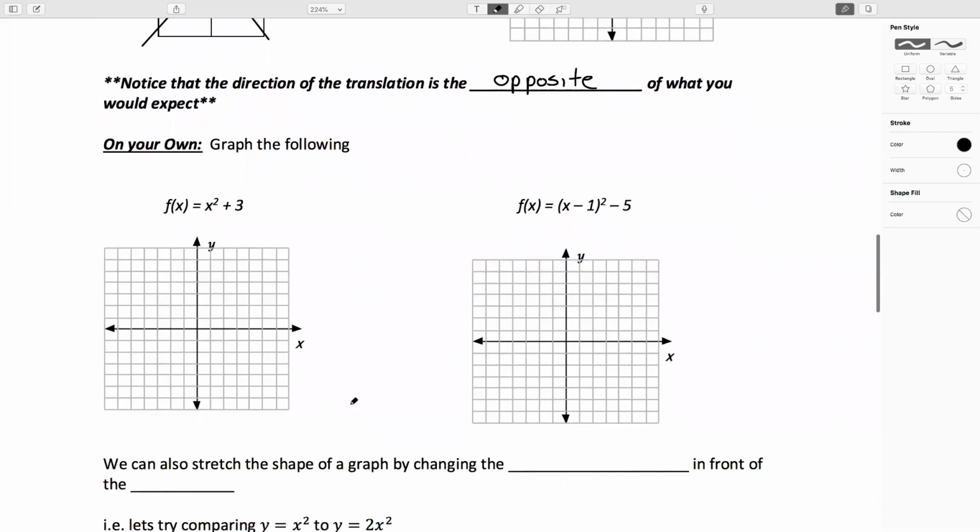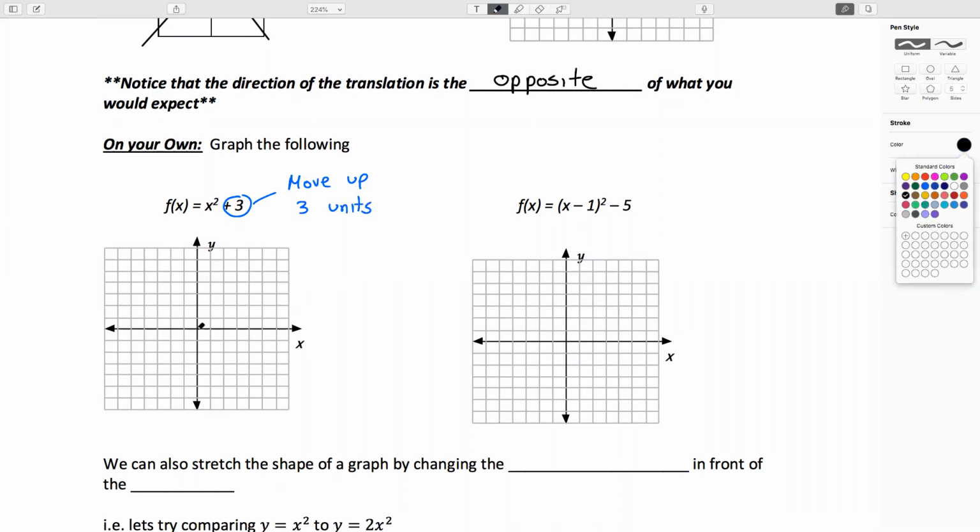So the first one, adding a 3 at the end, what that's going to do is it's going to shift it up 3 spots. It's going to move up 3 units. So if we want to go and graph this, origin would have started at 0, but we're going to move 1, 2, 3 up. Okay. There's no stretch because there's nothing attached to x squared. So over 1 up 1, over 2 up 4. And we're done.